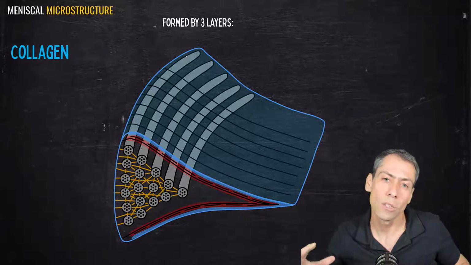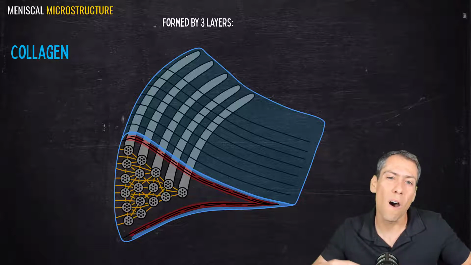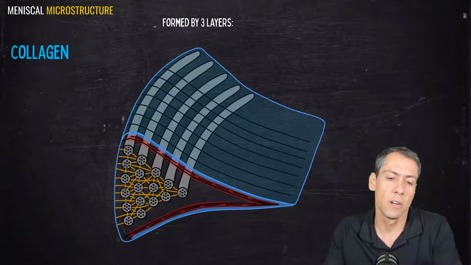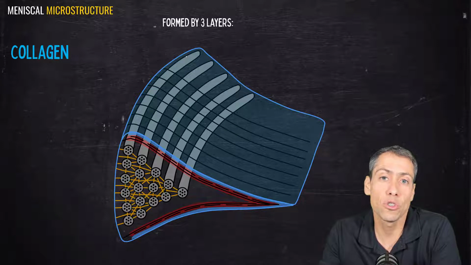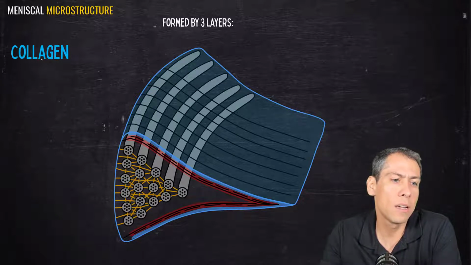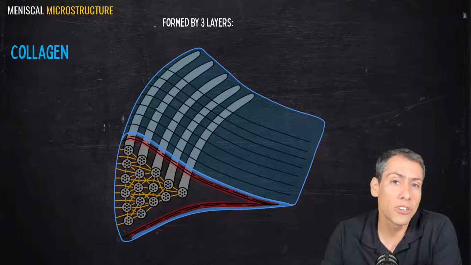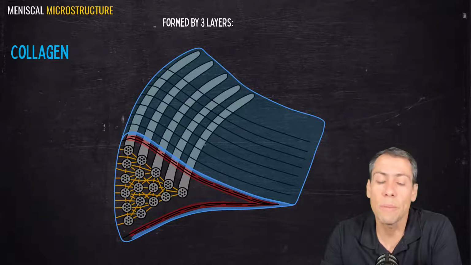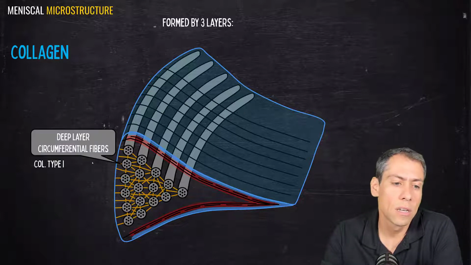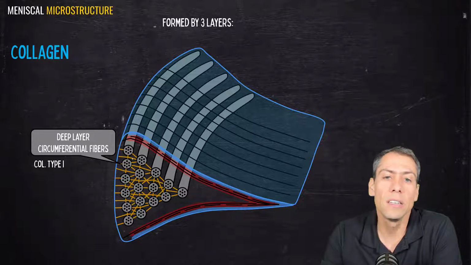Okay, so let's continue, and now I want to zoom out and show you all the meniscal collagen structure right now. We have three layers of collagen fibers in the meniscus. The deep layer is the layer of the circumferential fibers. They are formed by collagen type 1.